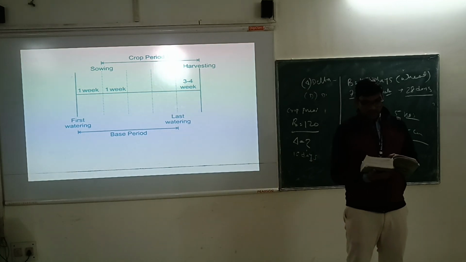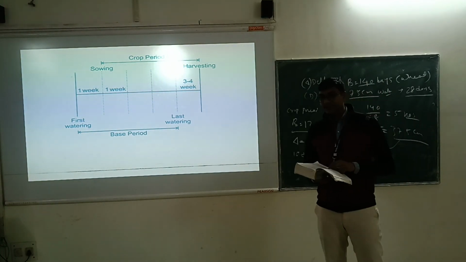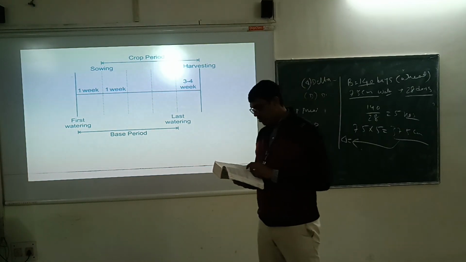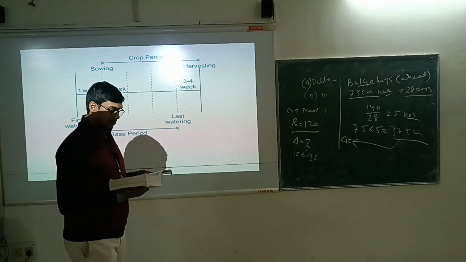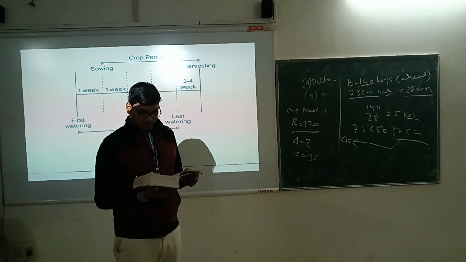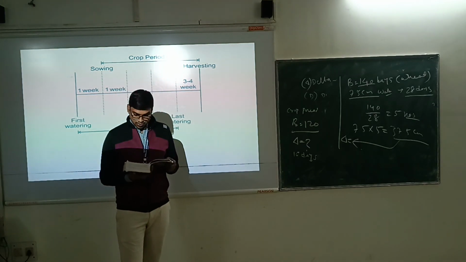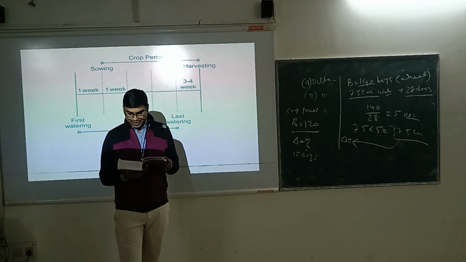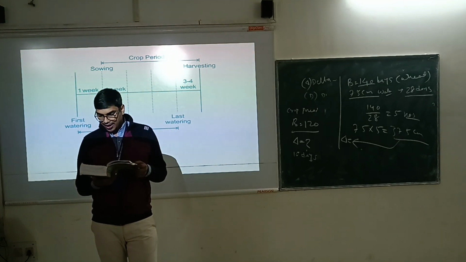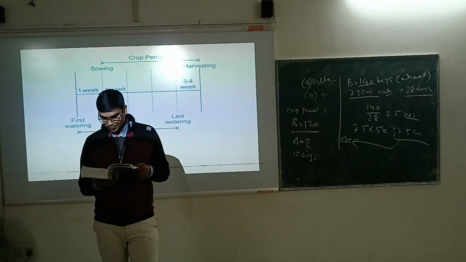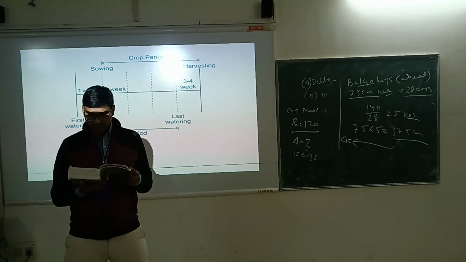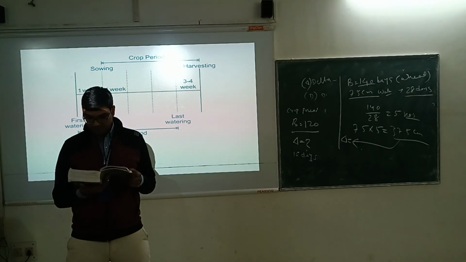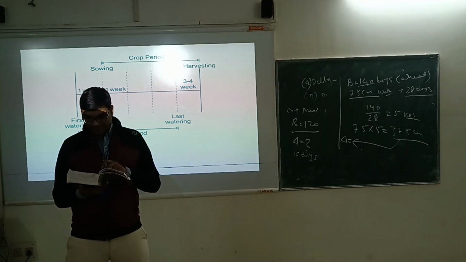Last one. Find the delta for a crop when its duty is 864 hectares per cubic meter per second, and the base period of the crop is 120 days.